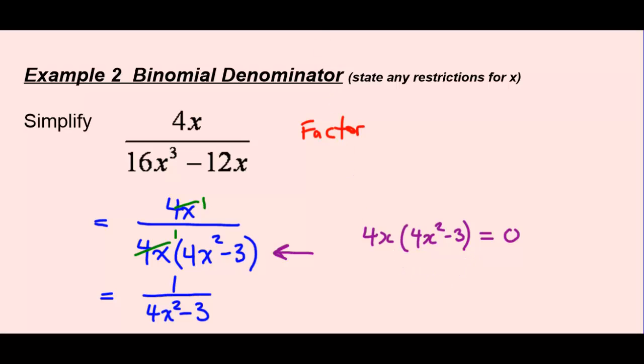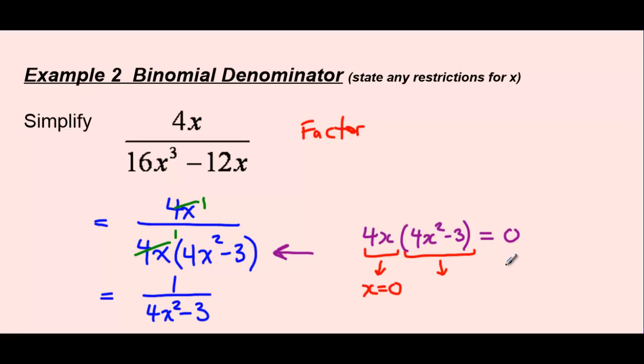Well, we have 2 chunks here that are multiplying to each other, and we need this to equal 0. So really, if this chunk or if this chunk equaled 0, this whole thing would equal 0. So what value of x would make this equal to 0? Well, x would have to equal 0 for that to equal 0, because 4 times 0 is 0. Well, what about here? 4x squared minus 3. How do we make this equal to 0?